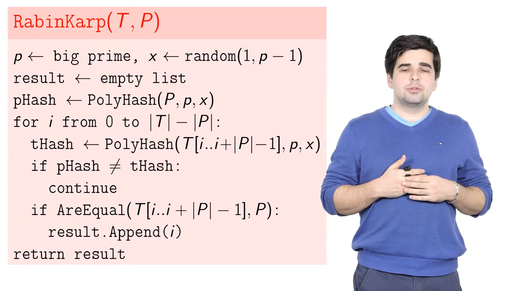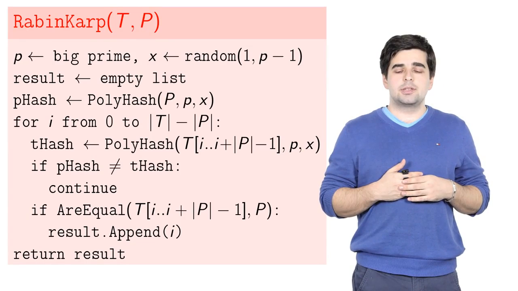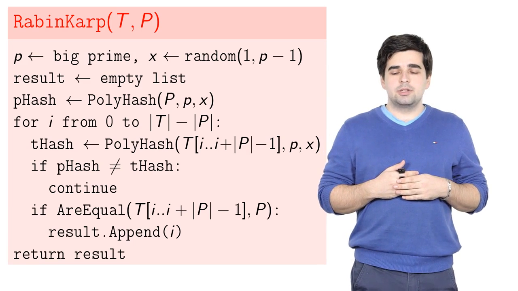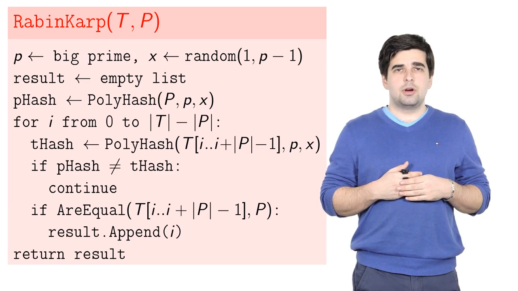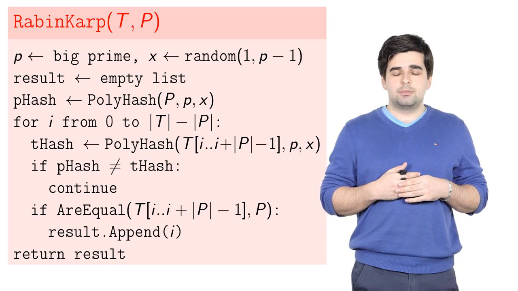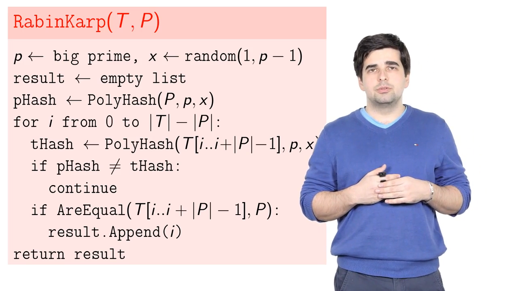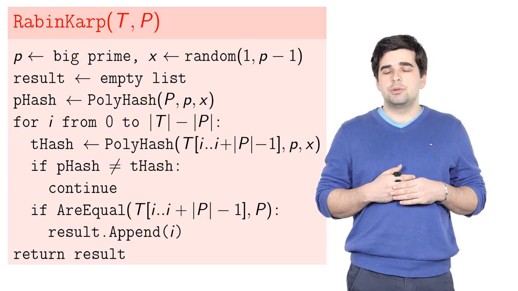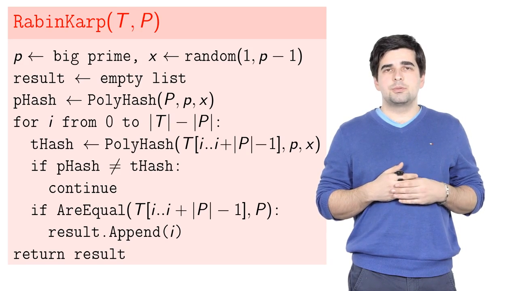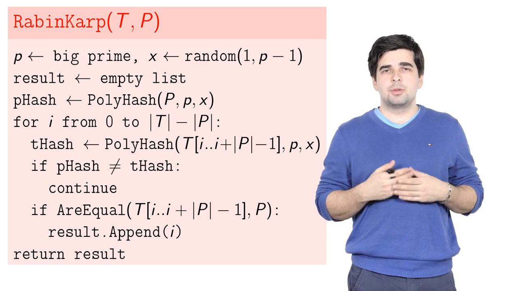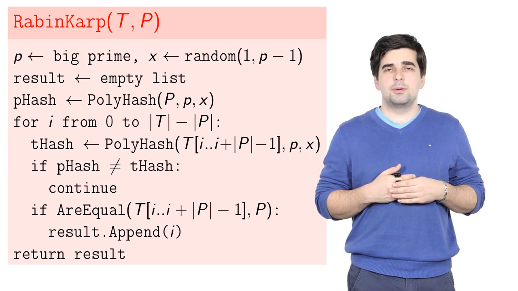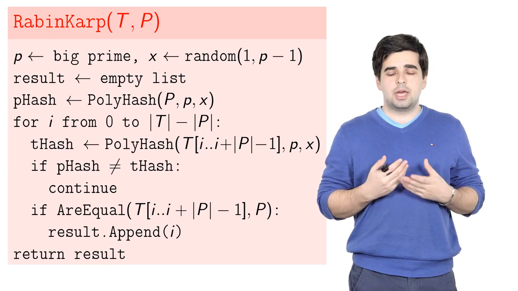So here is the code of our Rabin-Karp algorithm. It takes as input text T and pattern P. It starts by initializing the hash function from the polynomial family. We first choose a very big prime number p. We'll talk later about how to choose it and how big it should be. We also choose a random number x between 1 and p minus 1, choosing the specific hash function from the polynomial family. And we initialize our list of positions where the pattern occurs in the text with an empty list.